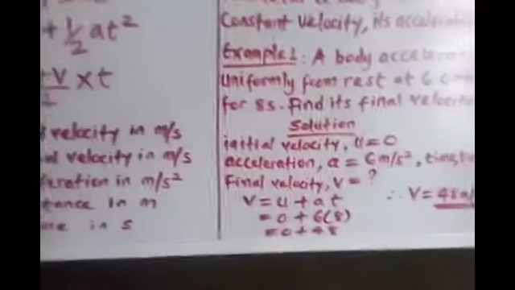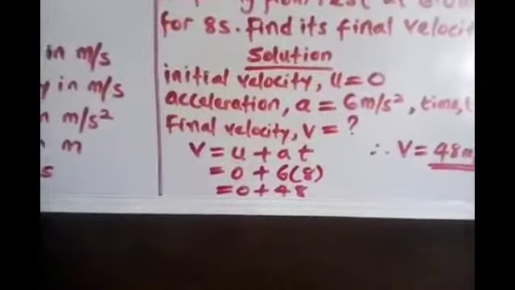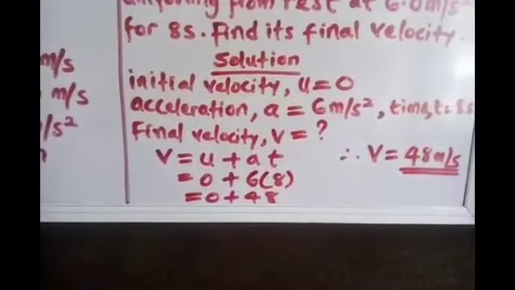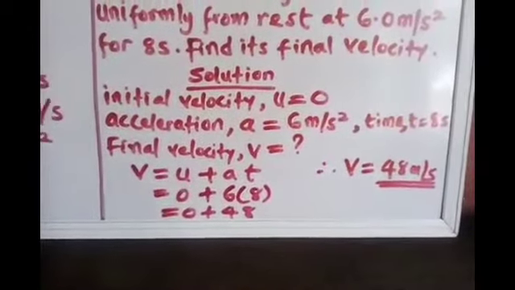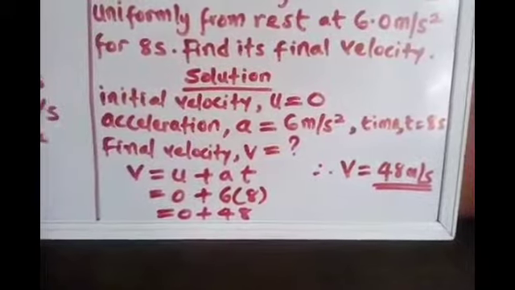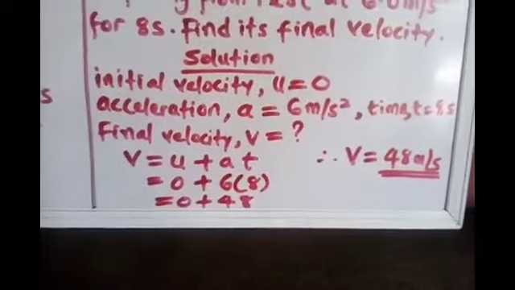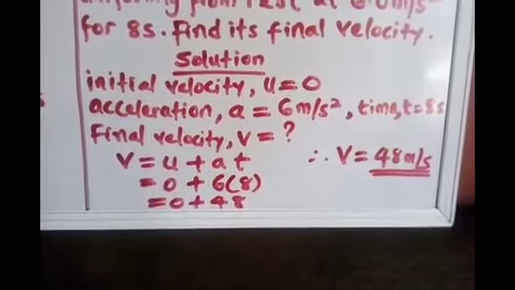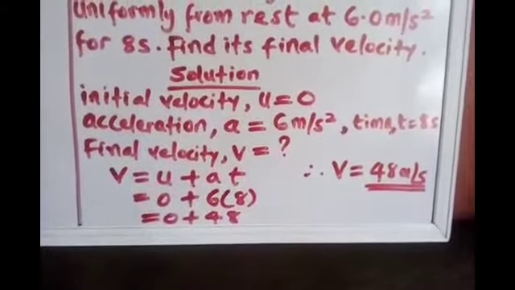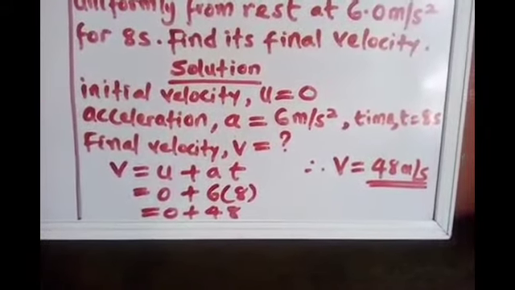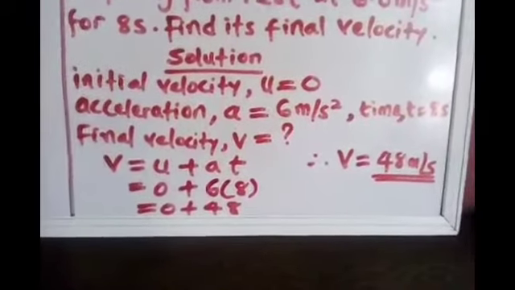So this implies our v will be equal to u plus at. Our u is 0 plus our a is 6, open bracket, our t is 8. When we multiply, we have 0 plus 48. 0 plus 48 will give us 48 meters per second.